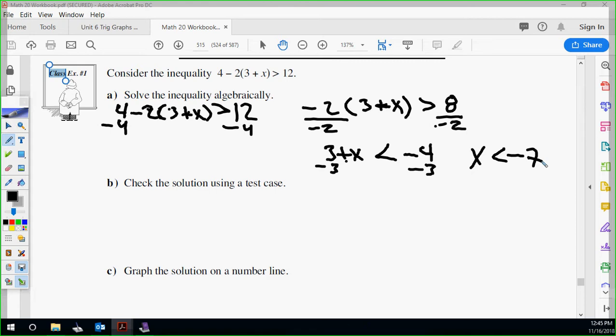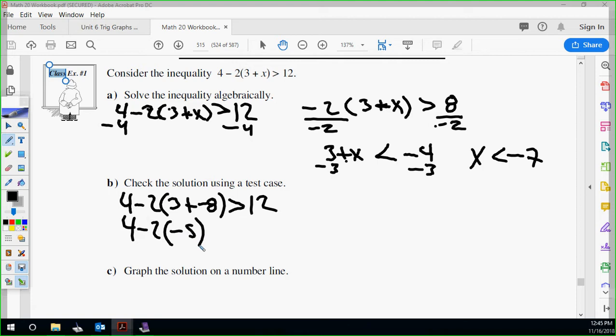What they mean by this is, what's a number less than negative 7? Negative 8. Okay, so we're going to plug in negative 8 and see if it works. So we're going to go 4 minus 2 times (3 plus negative 8) is greater than 12. All right, so let's look. 3 plus negative 8 is negative 5. What's negative 2 times negative 5? 10. So it's 4 plus 10, which is 14. Is that greater than 12? Yes. So we have the right solution set.